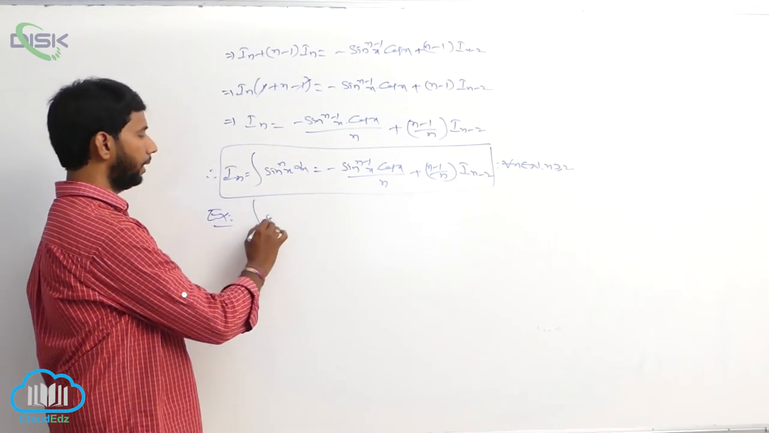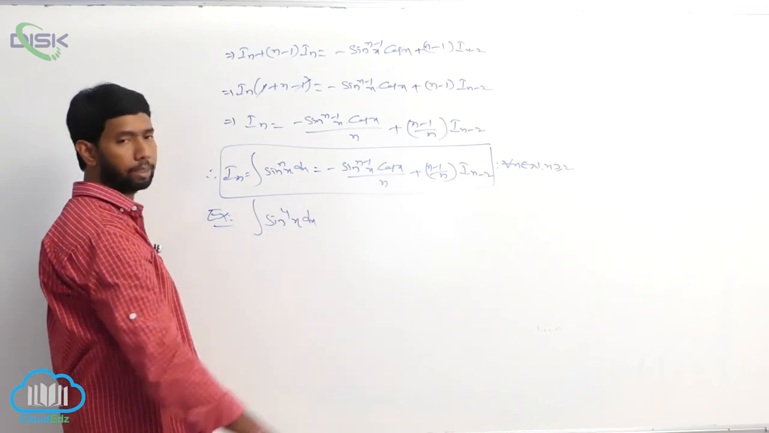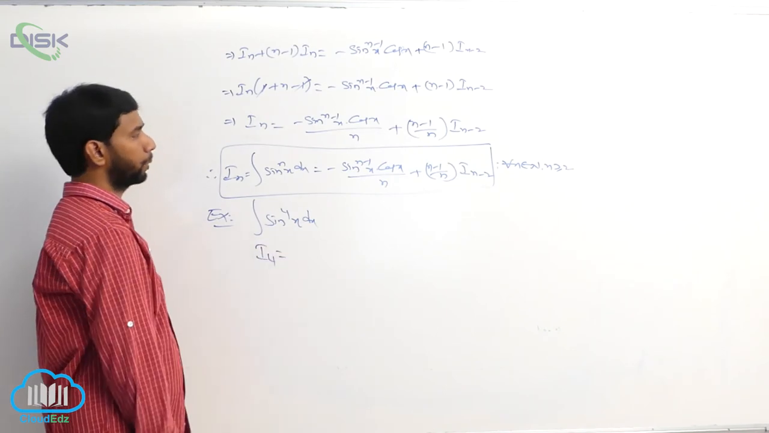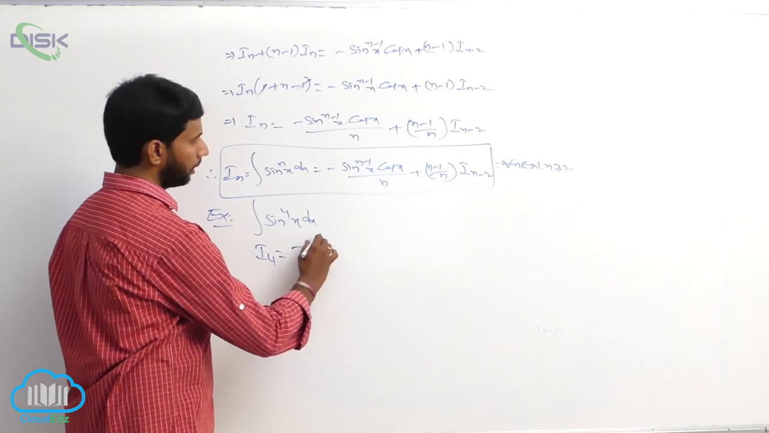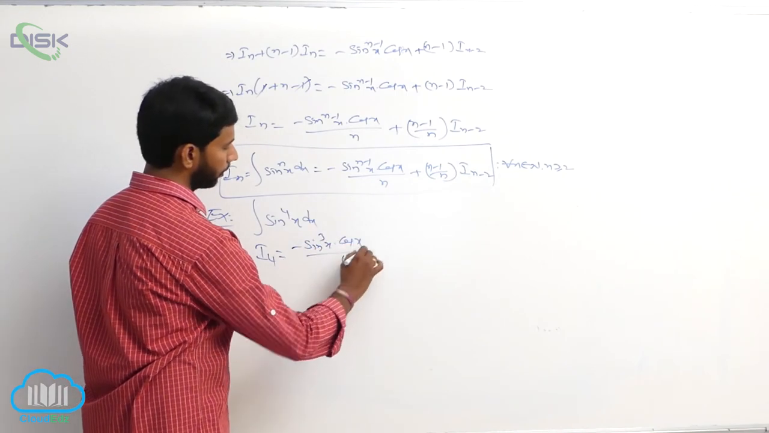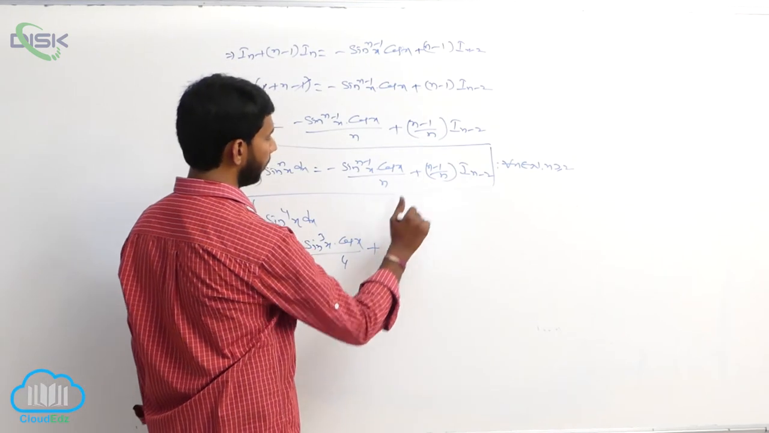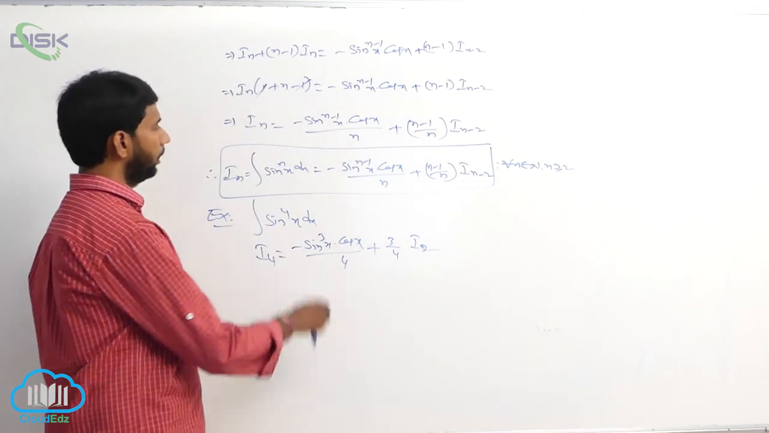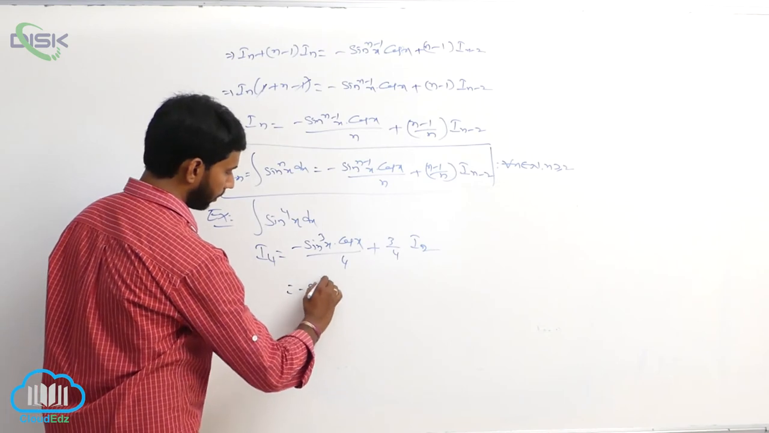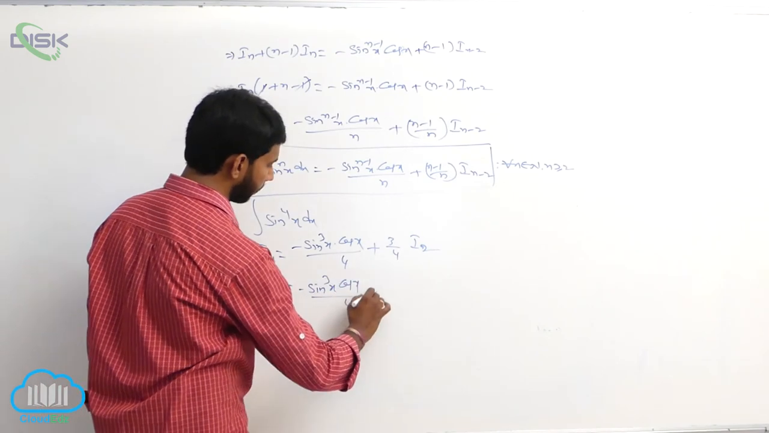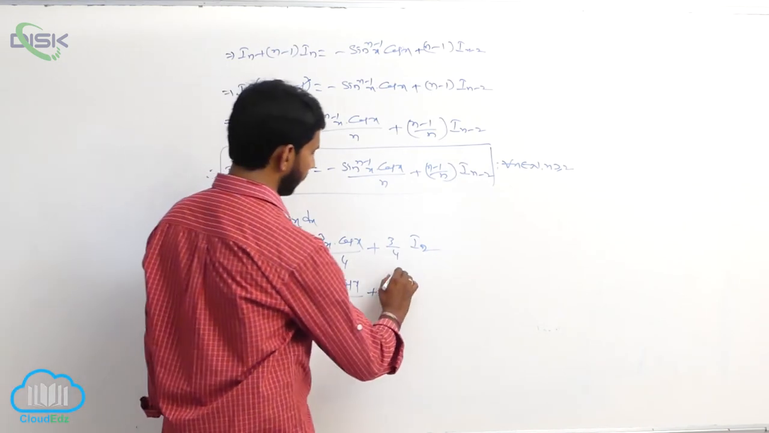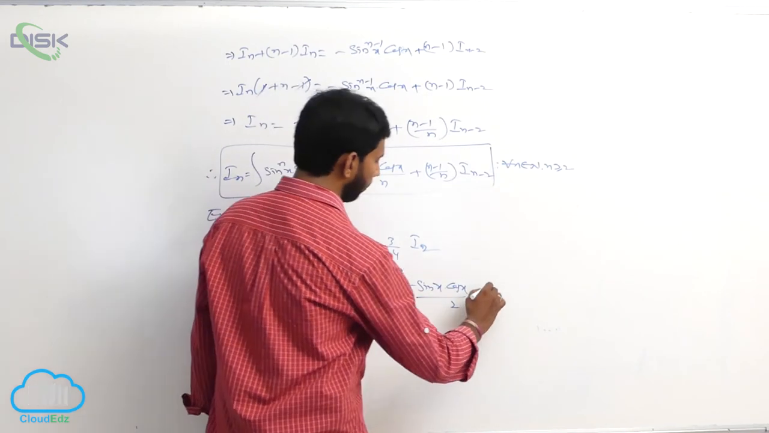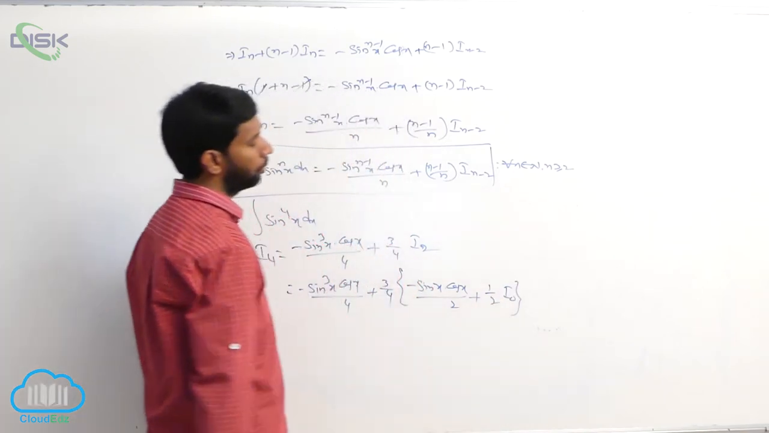For example, find the value of the integral of sin^4 x dx, that is, find the value of I_4. For n equal to 4, it is minus sin^3 x cos x by 4 plus (4 minus 1), that is 3 by 4, into I_2. In this formula, put n equal to 2. It is minus sin^3 x cos x by 4 plus 3 by 4 into, here I_2 value is minus sin x cos x by 2 plus 1 by 2 into I_0.